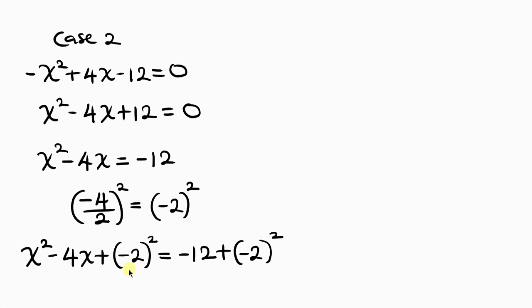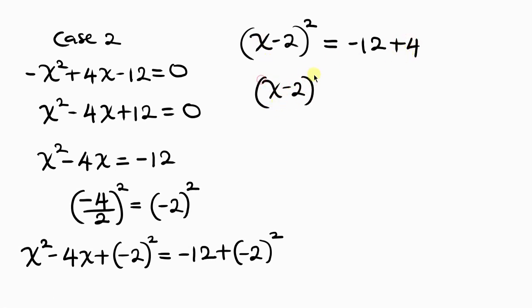Where adding this makes the left-hand side a perfect square. So it becomes x minus 2 squared. So x minus 2 all squared. Very good. A perfect square. And this is equal to the right hand side. This is negative 12. Now, negative 2 squared is plus 4. So plus 4. Very good. So this becomes x minus 2 all squared to be equal to negative 12 plus 4 is actually negative 8.